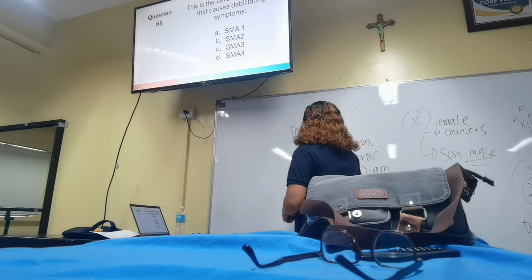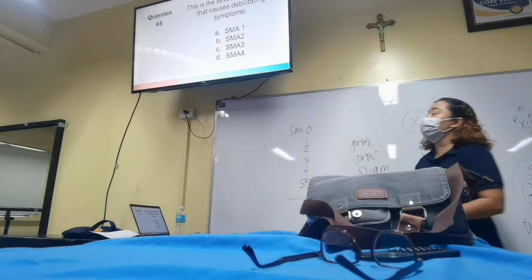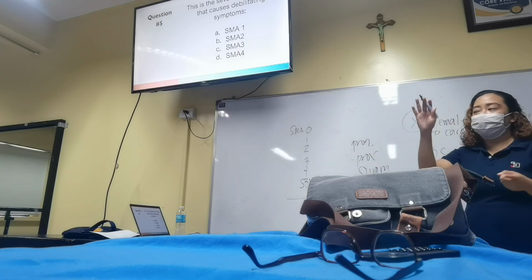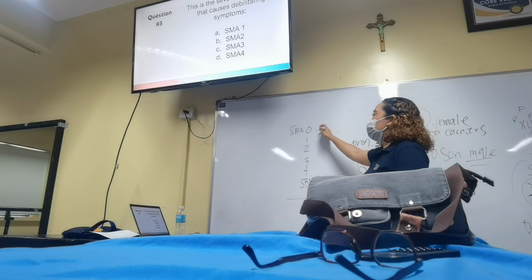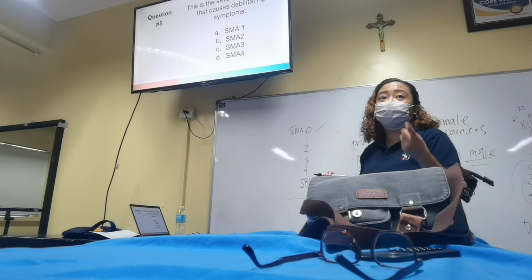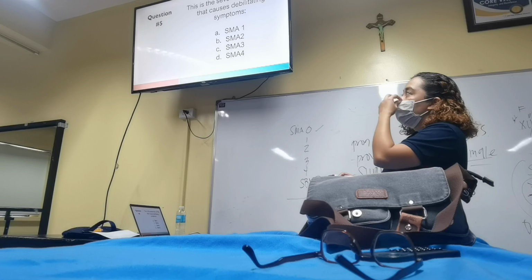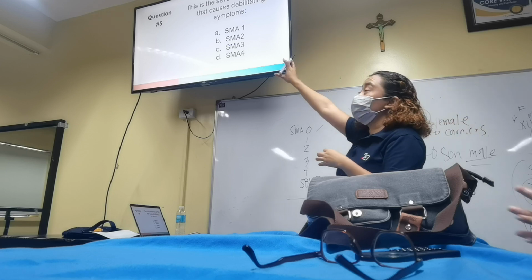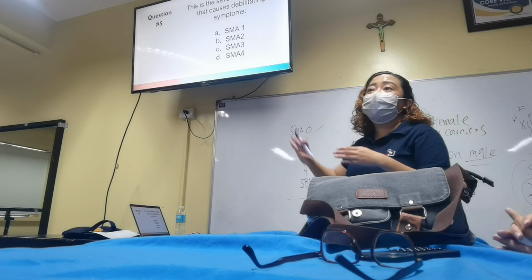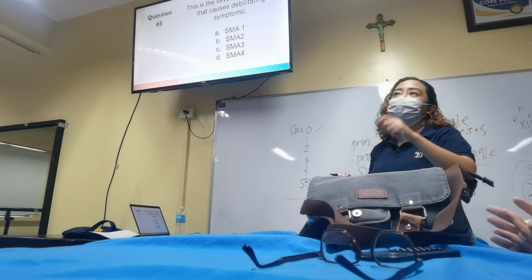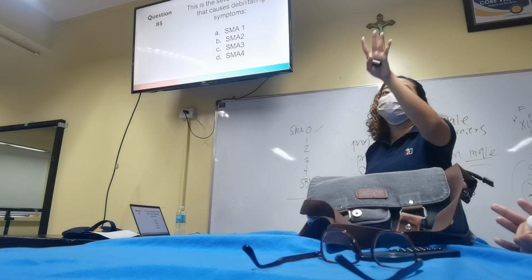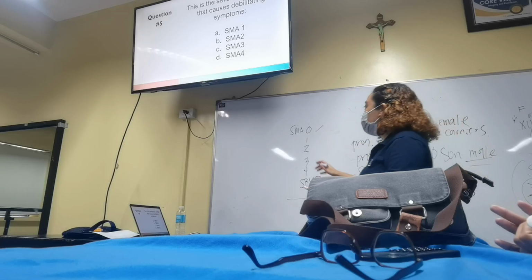Okay, these are the types and categories of SMA. Listen. We have an SMA 0, but this is very rare, but we will discuss this. But you have to remember this. If presented some choices nga mo ni, you need to choose, if you're asked, which of the following is the severe? You need to choose this one.